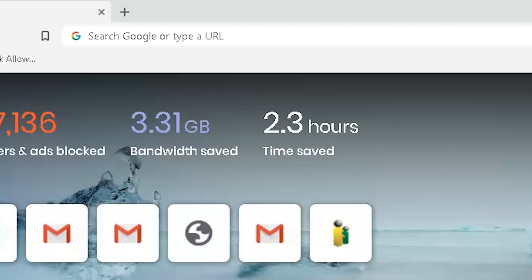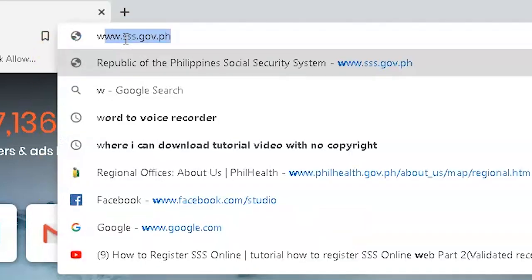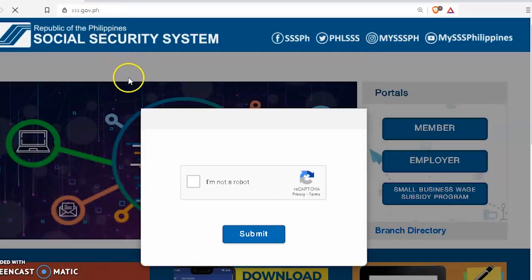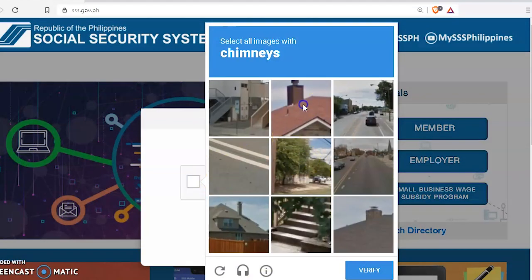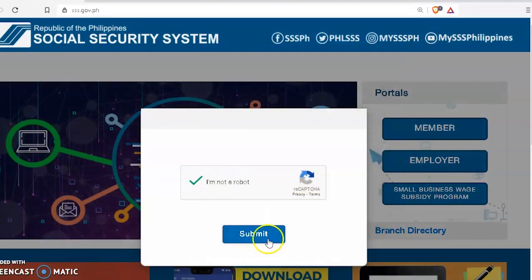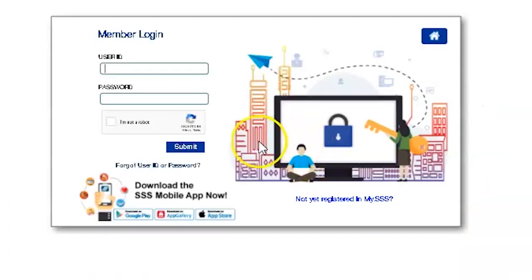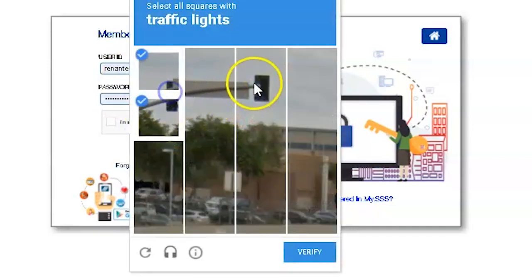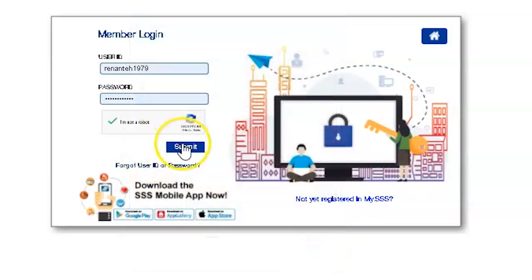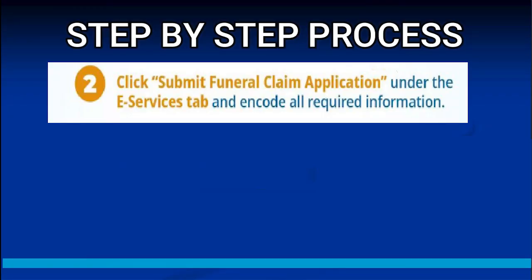To log in to your my.sss account, go to www.sss.gov.ph and answer this CAPTCHA to prove that you're not a robot. You may log in to your my.sss account now. Step number 2. Click the Submit Funeral Claim application under the E-Services tab, and encode all required information.